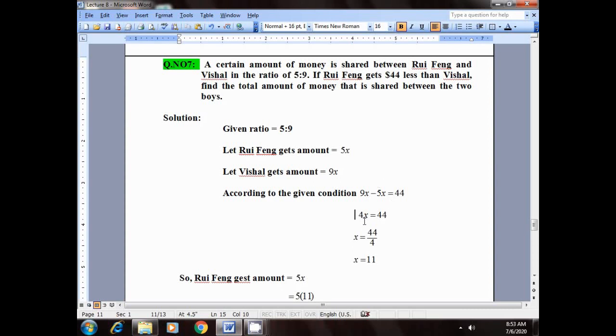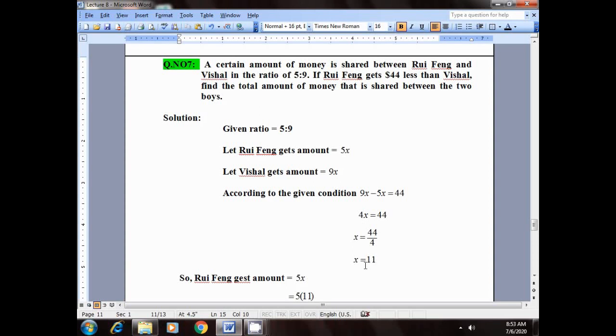On the right side, this term 4 will divide 44. Now 4 times 1 is 4, 4 times 11 is 44. x equals 11. After calculating the value of this variable x, we can easily find the amount Ruifang gets and the amount Vishal gets.